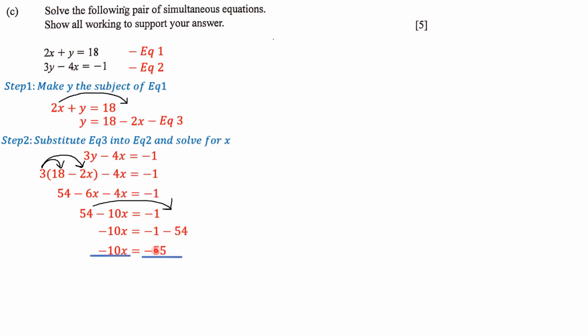We divide both sides by -10. These two are going to cancel. So we are left with x is equal to -55 divided by -10. And so that means that x is going to be equal to 5.5.